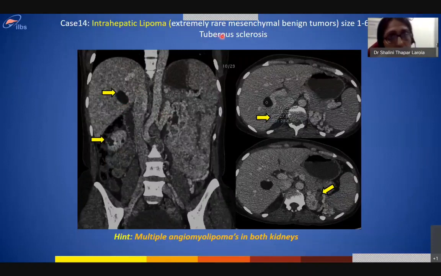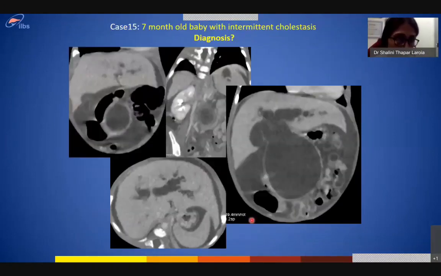They're extremely rare mesenchymal benign tumors, and they can range to large sizes of up to 6 centimeters. Whenever you see them, you must think of associations such as tuberous sclerosis and always look for multiple angiomyolipomas or lipomas in other organs like the kidney and the pancreas. Okay, to the next case.